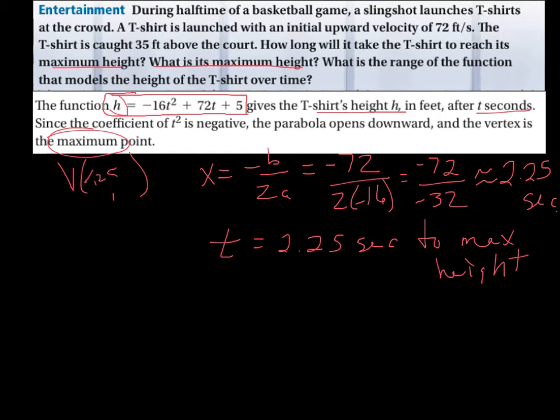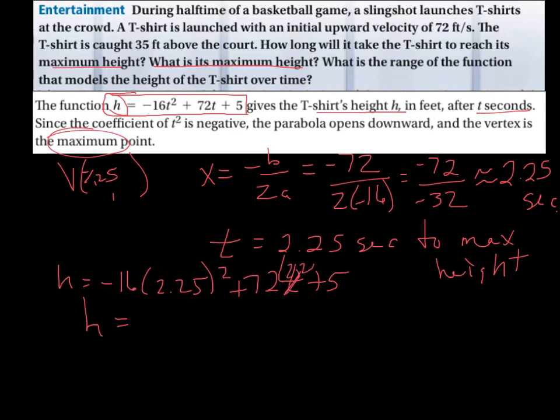So 2.25, that was the x value. Now we're going to need to plug in the 2.25 for t, and then simplify and solve for h. Forgot to replace our t value there. This t value here should be our 2.25. And when we do that, we'll get 86 feet as our maximum height. Okay.